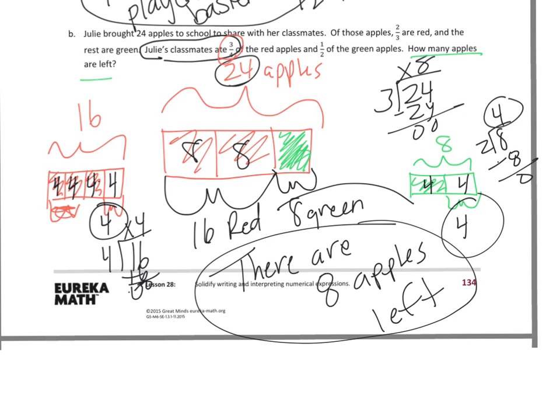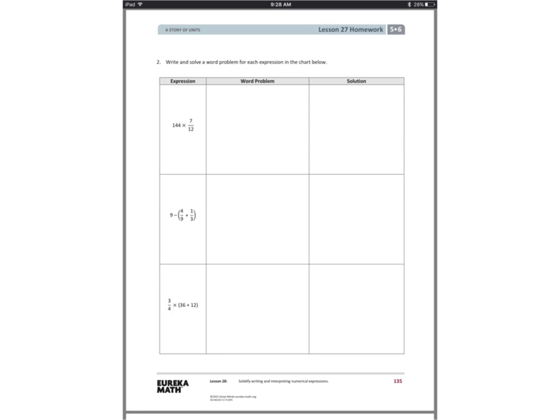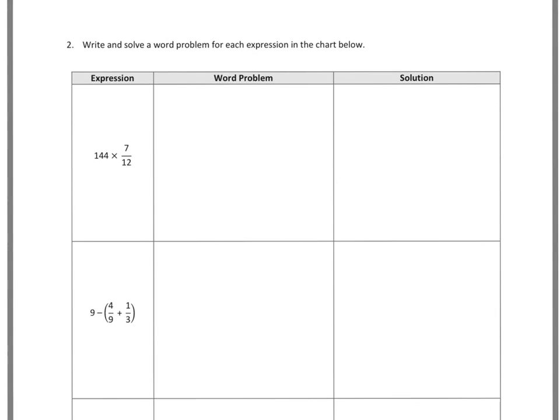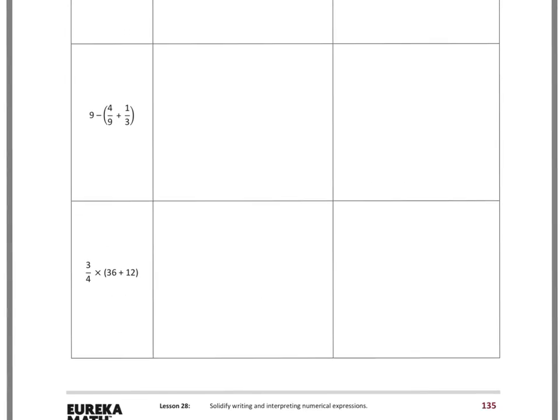So let's take a look over at page 2. And here we are on page 2, and it says write and solve a word problem for each expression in the chart below. So I have to write a word problem, and then I'm going to solve it. So I'll write 2 of them, and I'll try to solve one here. So the first one says the expression is 144 times 7/12. So I'm going to come up with a word problem for this.